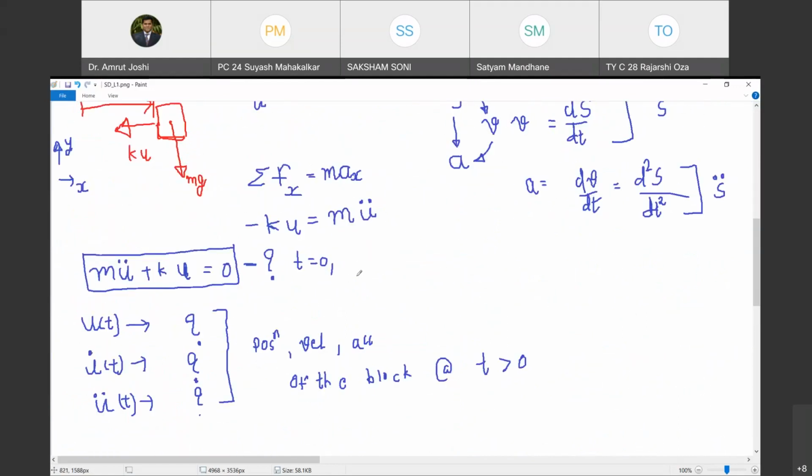U of 0 is U0. Do you agree with me? Yes, sir. So at time t equal to 0, U of t, that is U of 0, is U0. The block started from position U0. Happy? Yes, sir. Okay. Now, at time t equal to 0, what is the velocity of the block?